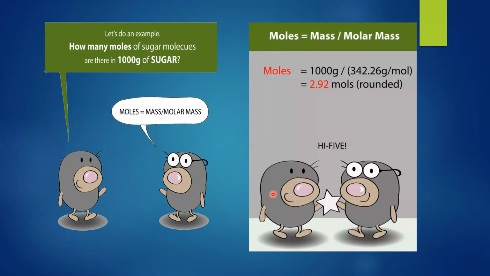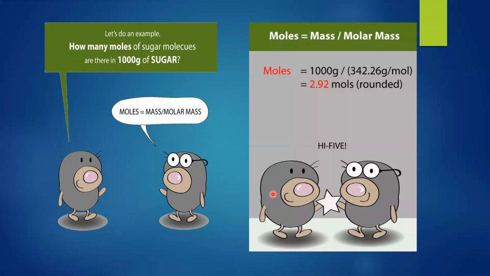Let's do an example. How many moles of sugar molecules are there in 1000 grams of sugar? What is the formula to calculate the moles? Moles is equal to mass upon molar mass. So the mass given in the question is 1000 grams of sugar, and the molar mass of sugar is 342.26.